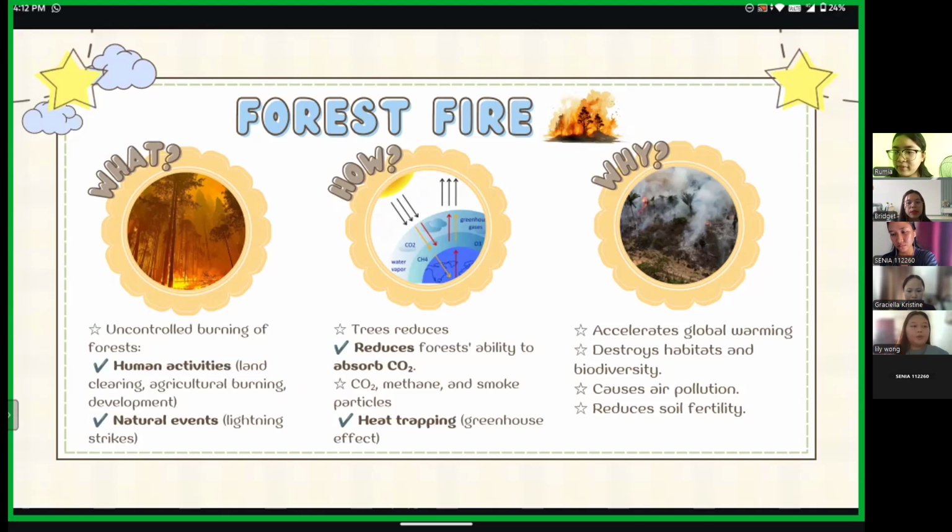Eventually, forest fires and global warming are closely linked. Climate change increases the risk of forest fires, while forest fires release greenhouse gases and destroy carbon-absorbing forests, furthering global warming as well. So this creates a continuous cycle that threatens ecosystems, biodiversity, as well as human beings themselves.